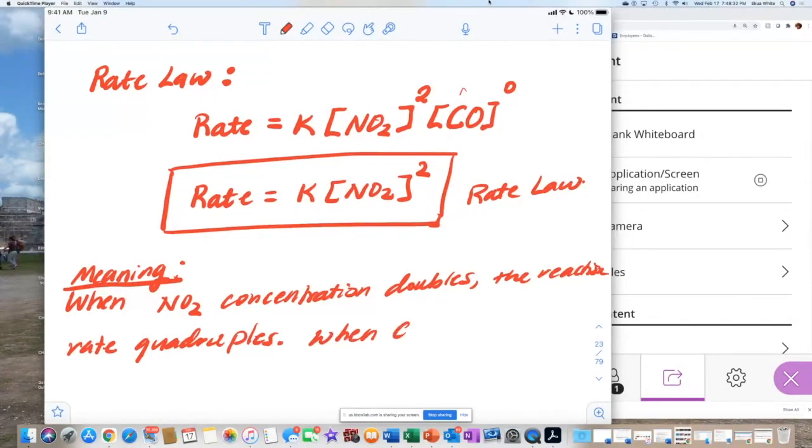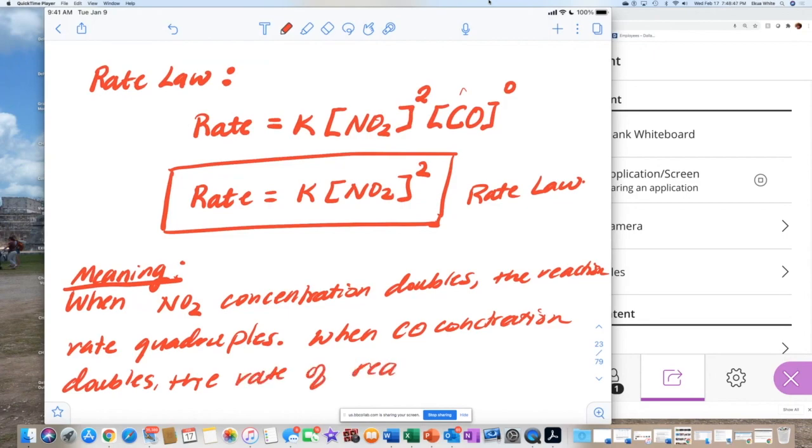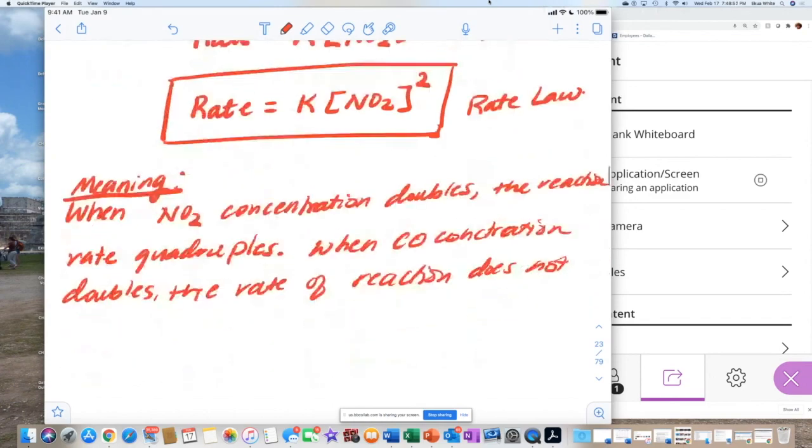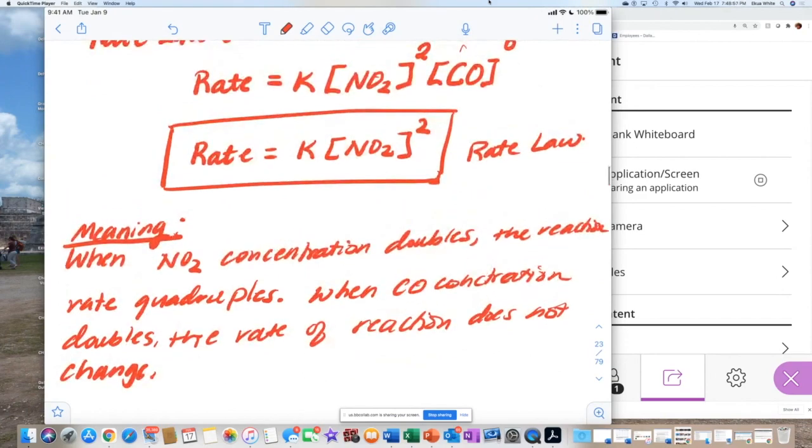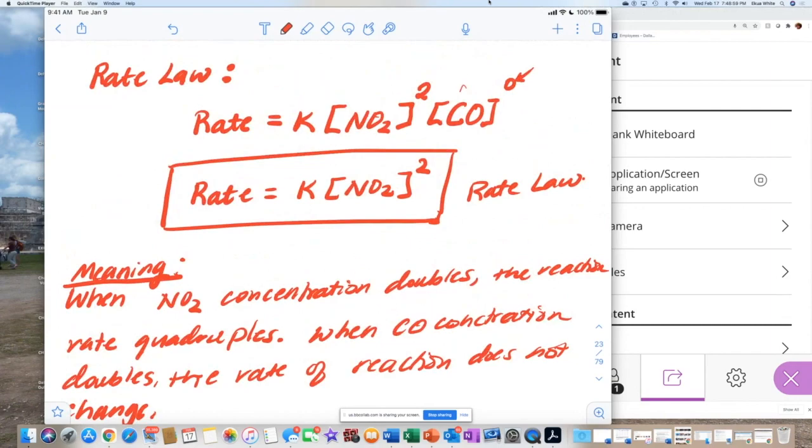When CO concentration doubles, the rate of reaction does not change. You're wondering, why doesn't it change? Because it's a 0 order. Zero order just means the reaction rate does not change in response to changing that chemical.